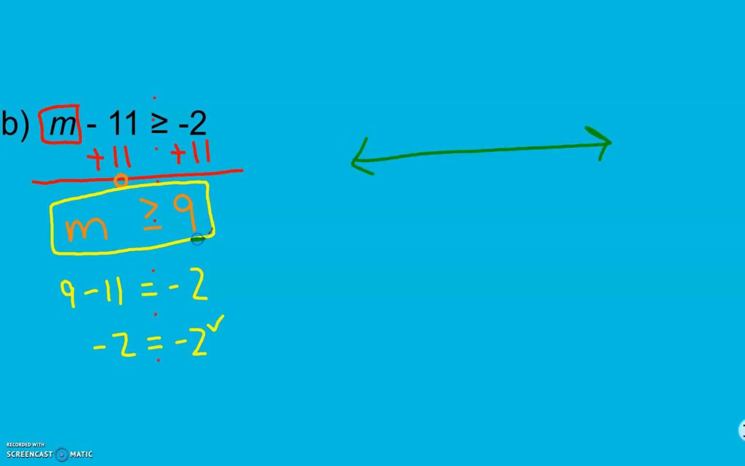Again, we put our boundary point at 9 in the middle. Next number bigger and next number smaller. Make sure you have 0 on there as well. 0 is a good test point to help us know which way to shade.